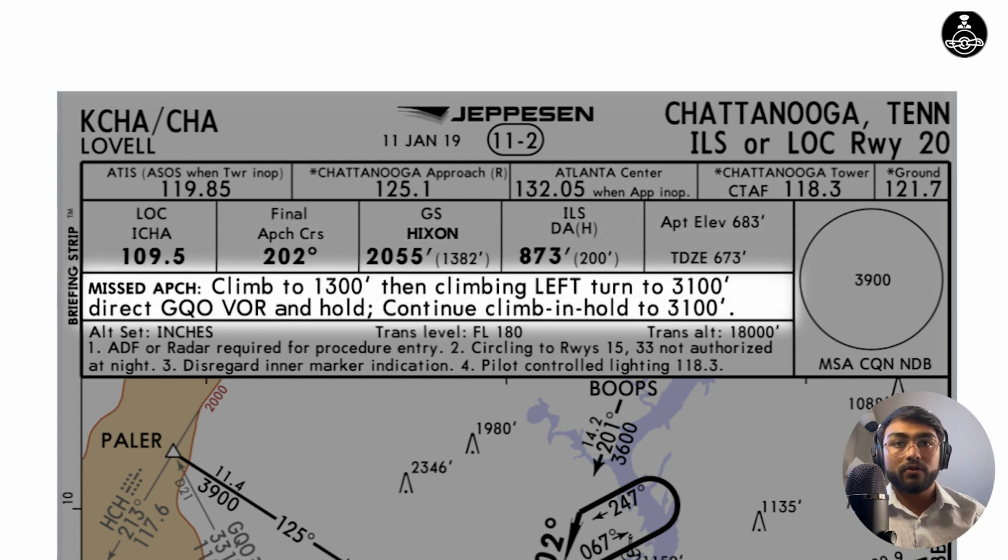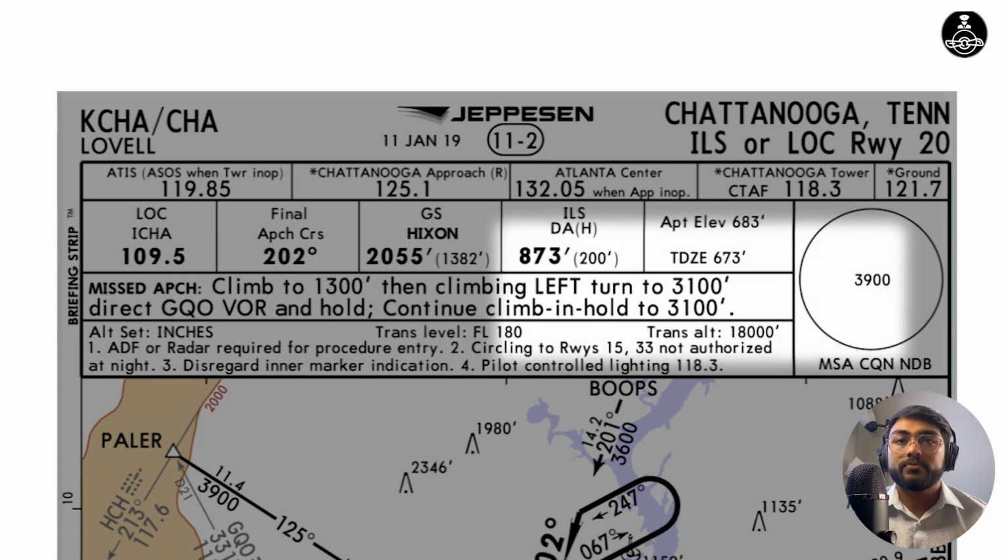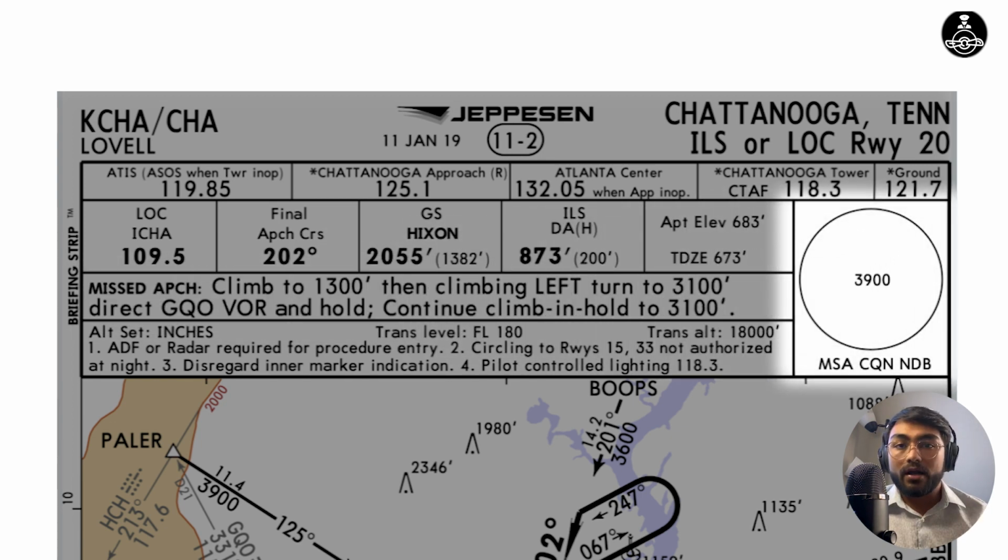On the missed approach, we'll be climbing to 1300, then a climbing left turn to 3100, direct to Golf, Quebec, Oscar, VOR and hold. Continue climb and hold at 3100. Minimum safe altitude is 3900 around the Daisy NDB. We are headed direct to Daisy NDB.